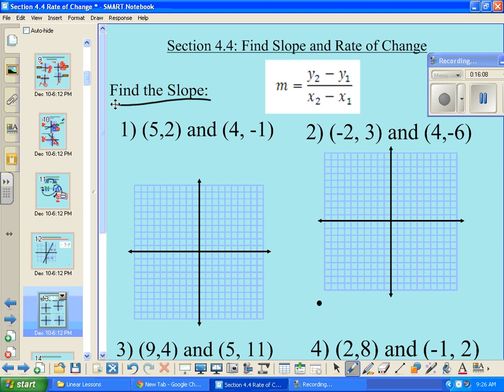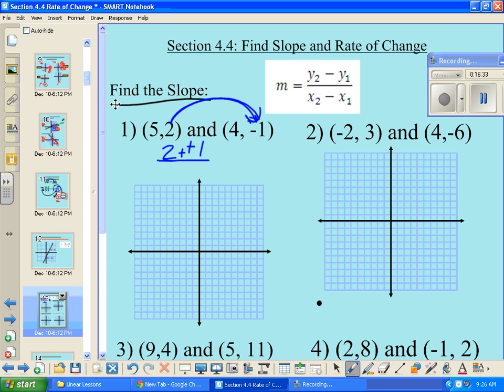So for this first one, I have the points 5, 2, and 4, negative 1. I'm going to start by saying 2 minus negative 1. I'm going to subtract the 2 y-coordinates. 2 minus negative 1. And it's minus negative 1, so realize, like we worked on in the past, that's going to be like a chop-chop situation. I'm actually going to end up adding those two numbers together.